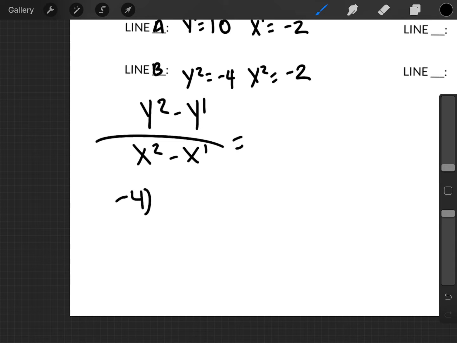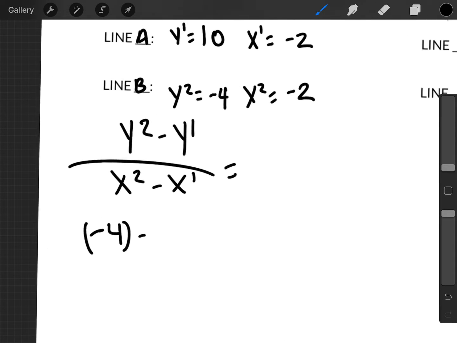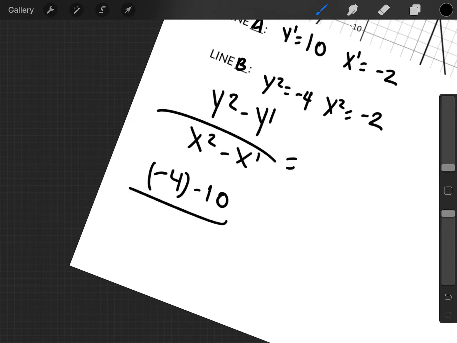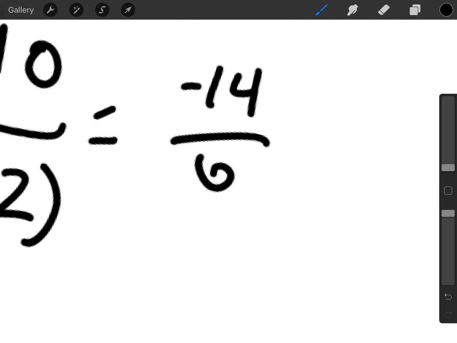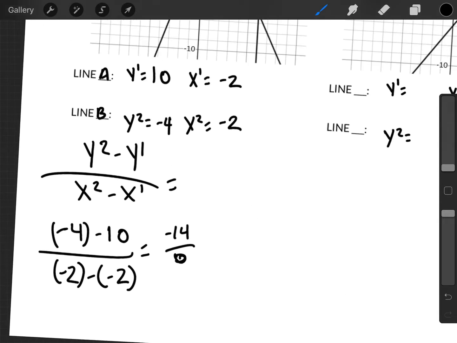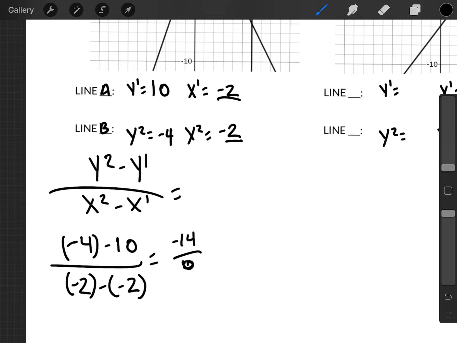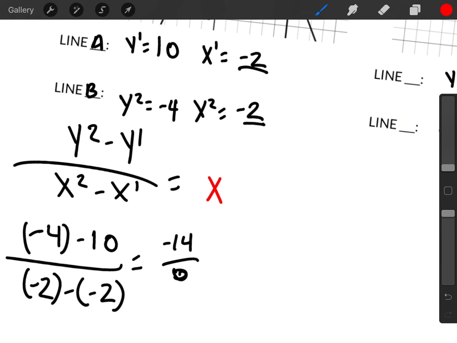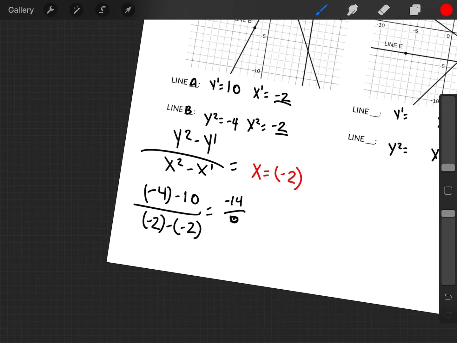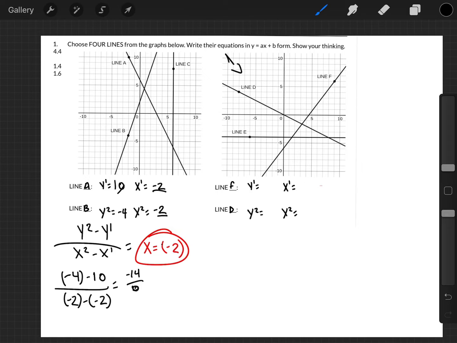I now need to input my variables, so that would be -4 minus 10 over -2 minus -2. -4 minus 10 is -14, and -2 minus -2 is 0. Since both x's are -2, this means that I can't make an equation with this because it's undetermined. The slope is undetermined. So this means that I just have to put x equals -2, as that's what both variables are. So this is my final answer.